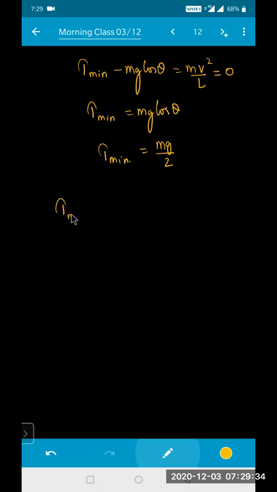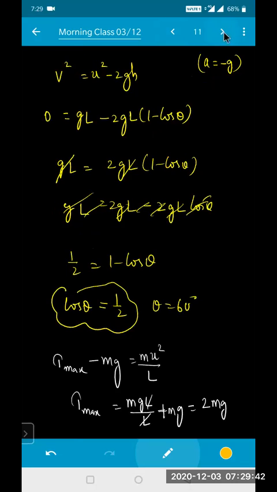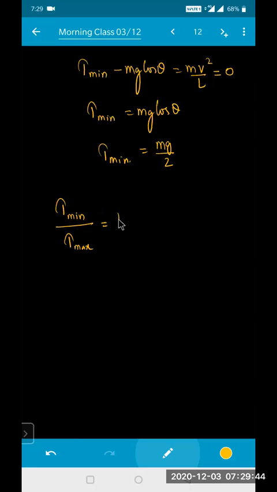So it is T minimum divided by T maximum. T minimum is mg divided by 2, into this one, 2 times mg. This mg gets cancelled. So this will become 1/4.